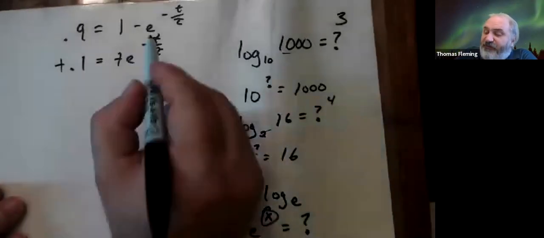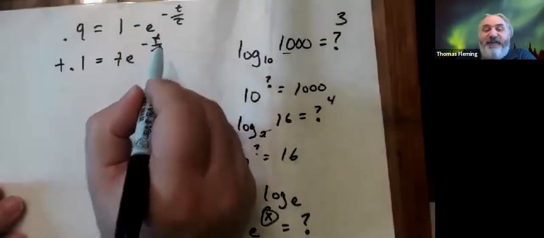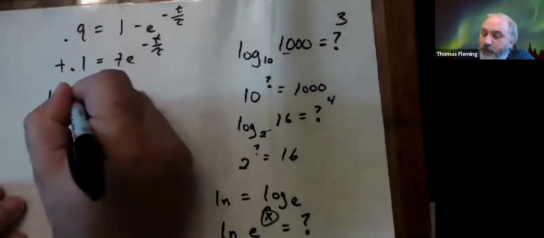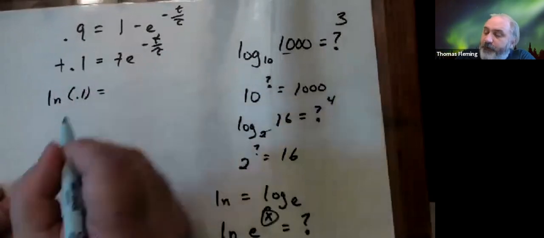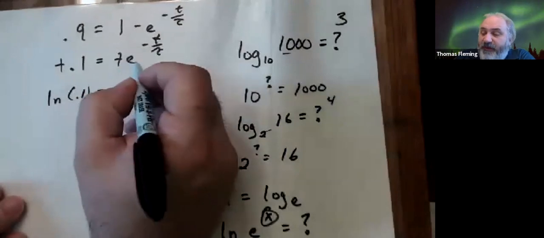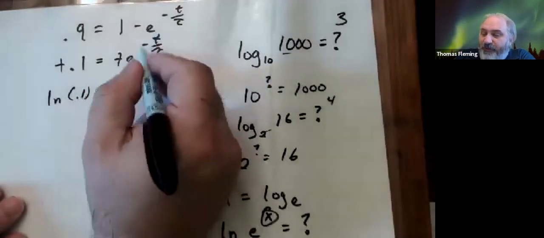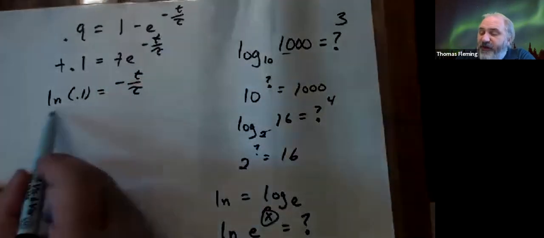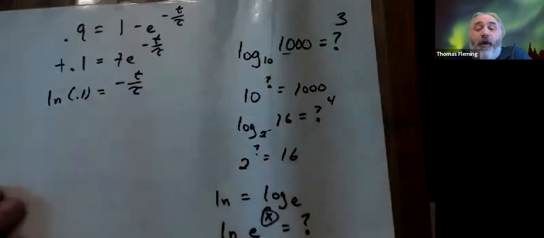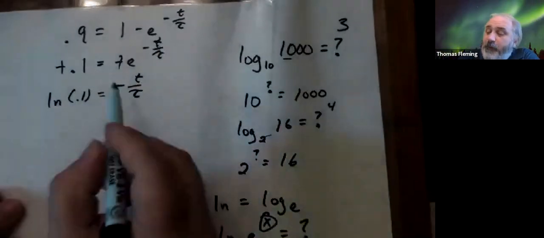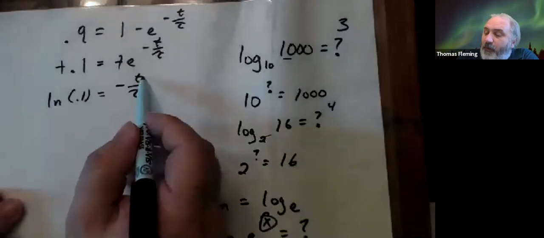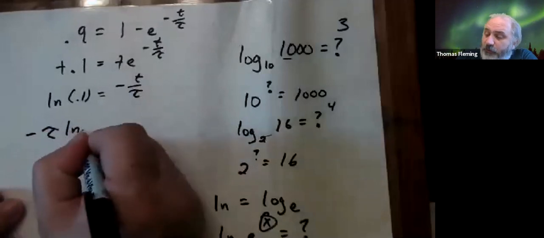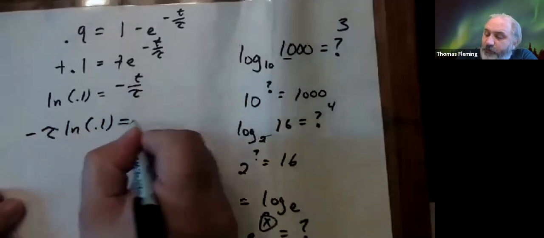So if I want to get this t out of the exponent and I've got e to the something, I can take the natural log of both sides. So on the left-hand side, I'm going to have the natural log of 0.1. And over here, I'm going to have the natural log of e to the something. It's going to give me just the something. And of course, the natural log of 0.1, my calculator can tell me that answer. I don't know what it is. But I can always solve for t by multiplying by negative tau on both sides. So negative tau times the natural log of 0.1 is equal to t.